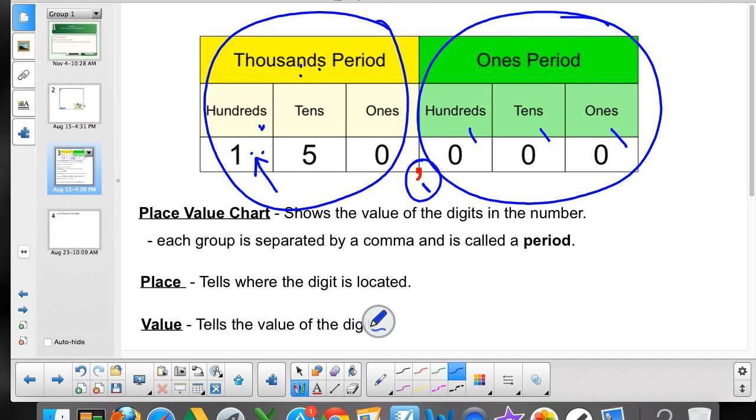If we talk about the value of the 5, there are 5 10,000s. So its value is 5 tens. 5 tens is 50,000.